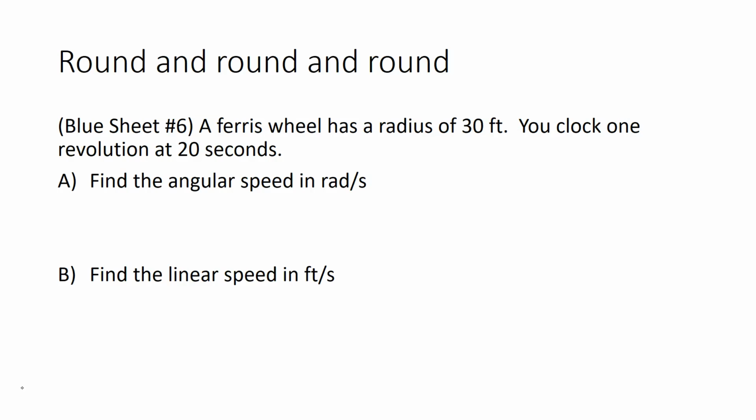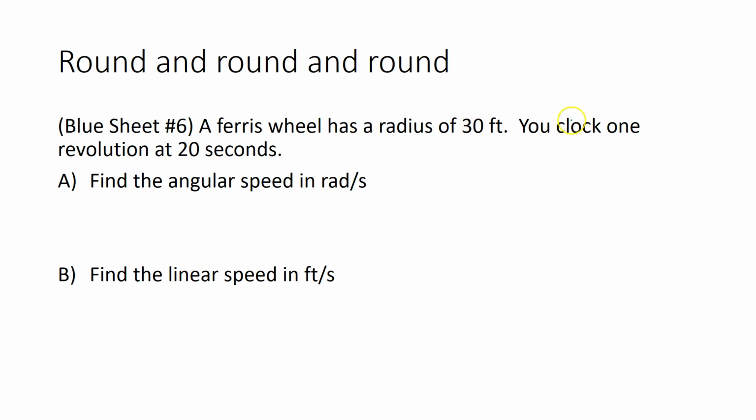All right, this one is on your blue sheet. It's number 6. A Ferris wheel has a radius of 30 feet. You clock 1 revolution at 20 seconds. First thing they ask for is angular speed in radians per second. You do not have to know what angular speed is. You just have to know that you're looking for radians per second. This is a great way to get through physics if you struggle. It's just to make it work for the units.